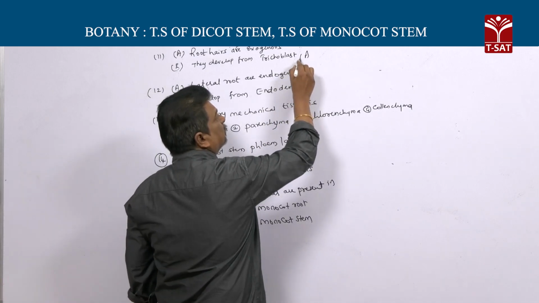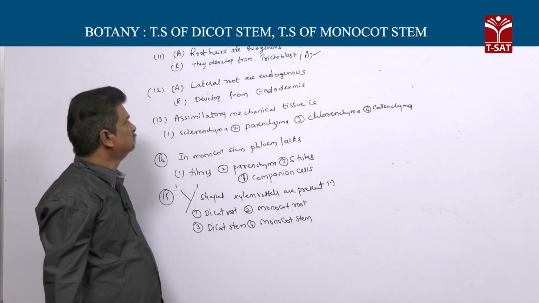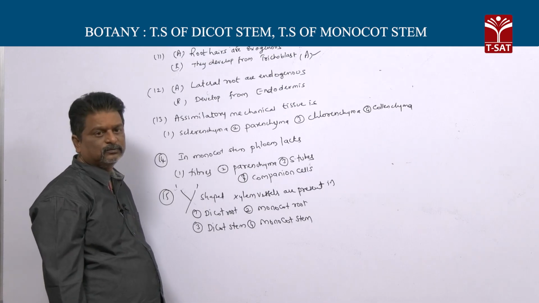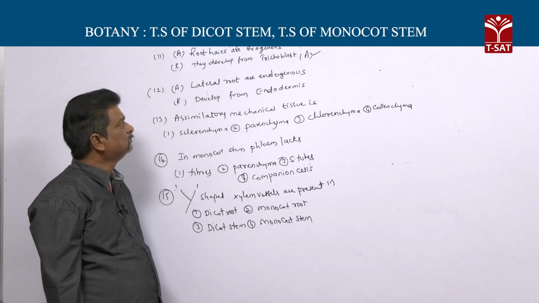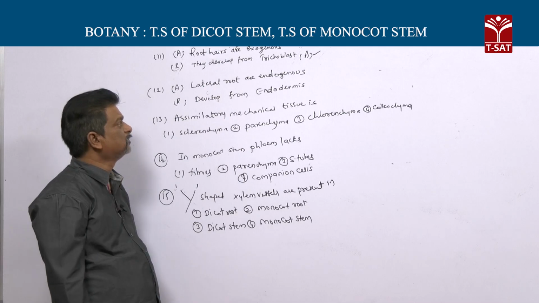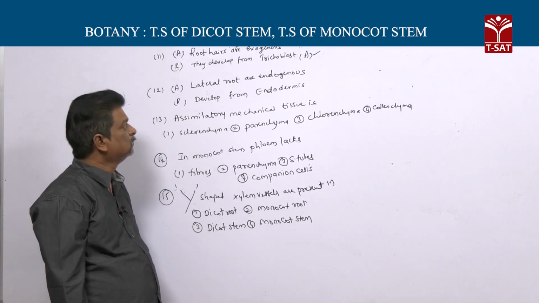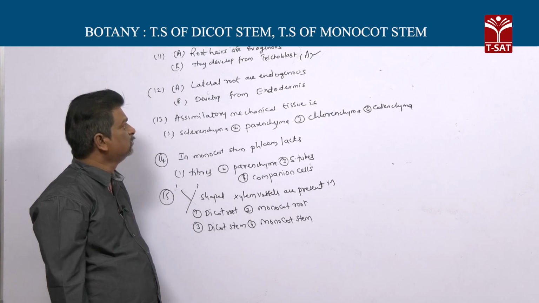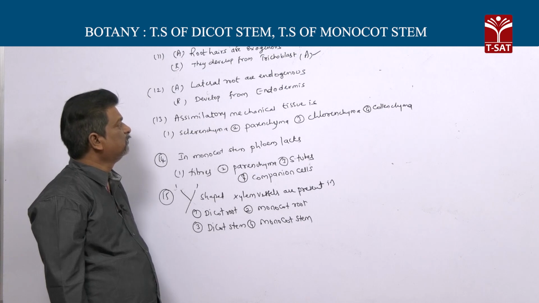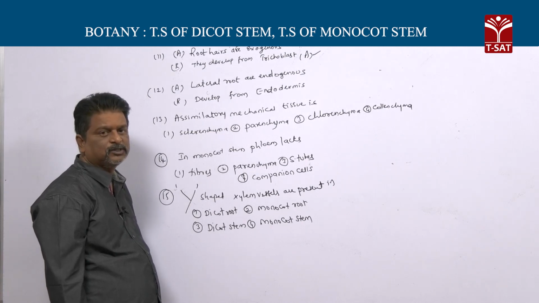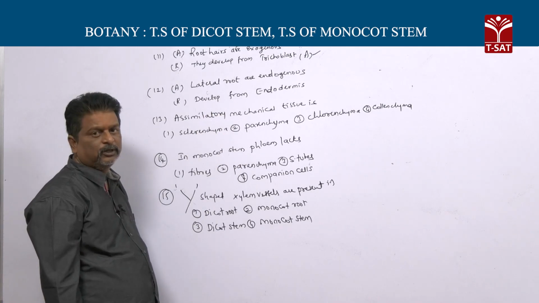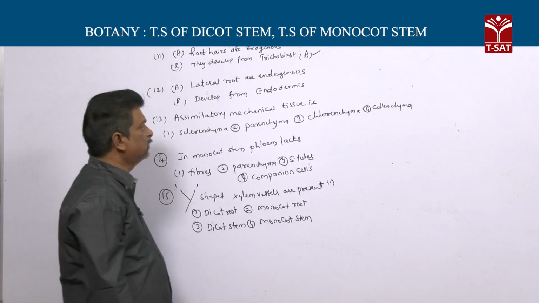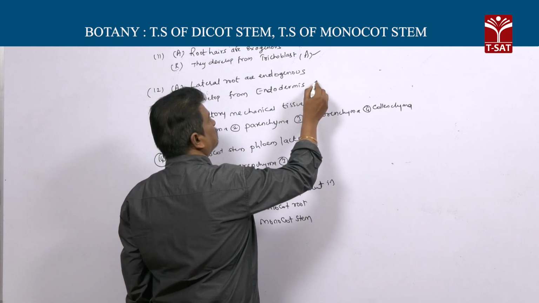So, the answer is A. The next one: lateral roots are endogenous, right? Generally parts of root are endogenous, the exception is root hairs, which are exogenous. So lateral roots are endogenous, correct. Reason: they develop from endodermis. Wrong answer. Why? Lateral roots develop from pericycle, not endodermis. So if the assertion is right and the reason is wrong.